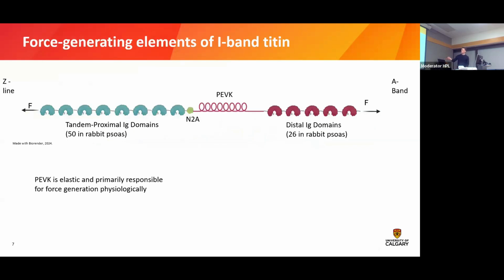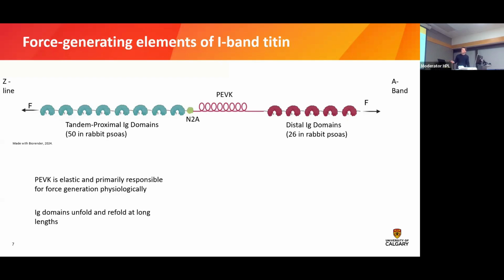The PEVK region here is elastic, and it's primarily responsible for physiological force generation. What that means is when your sarcomeres are at physiological lengths, so lengths I can actually put my bicep at, it's primarily the PEVK that would be responsible for force generation. And the PEVK is almost completely elastic. This makes sense if you think about it evolutionarily, because you want something to be as efficient as possible during physiological extension and relaxation.